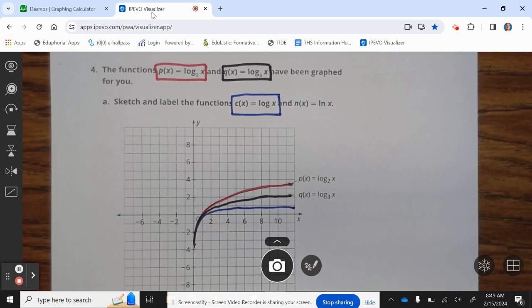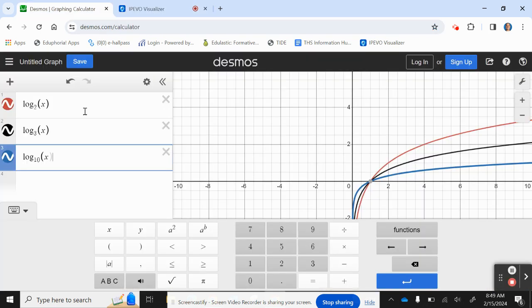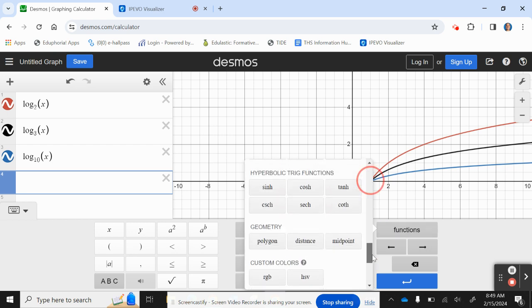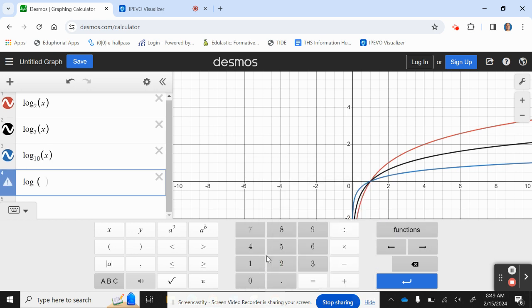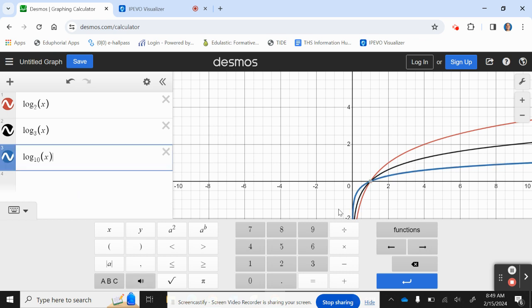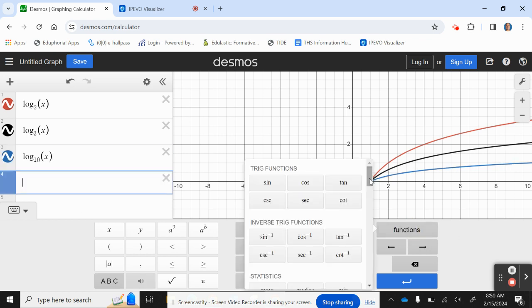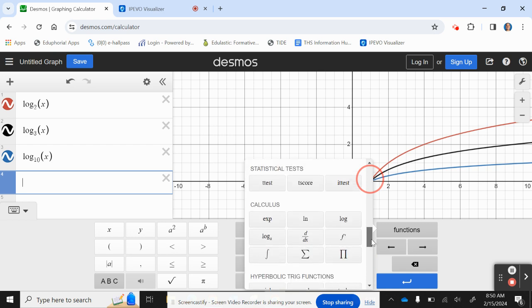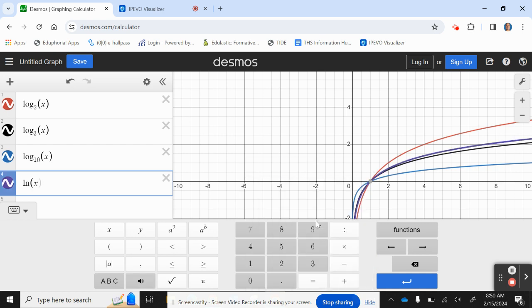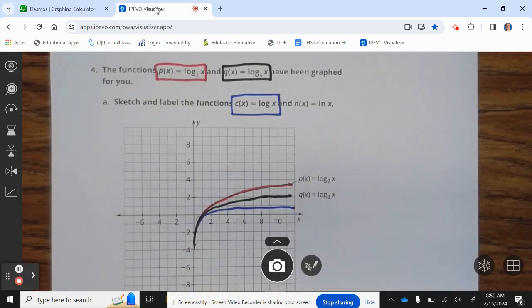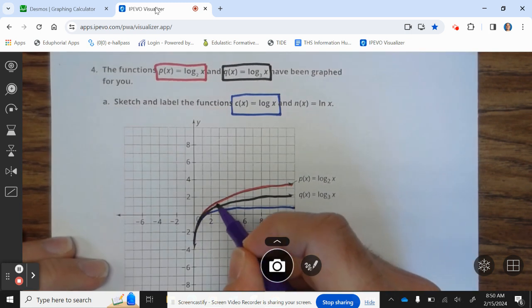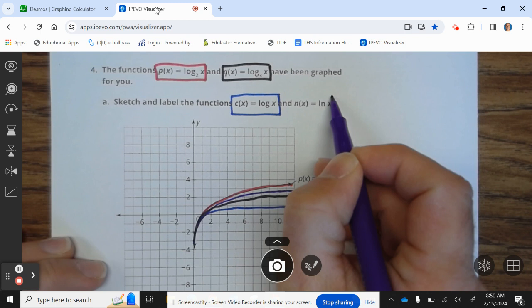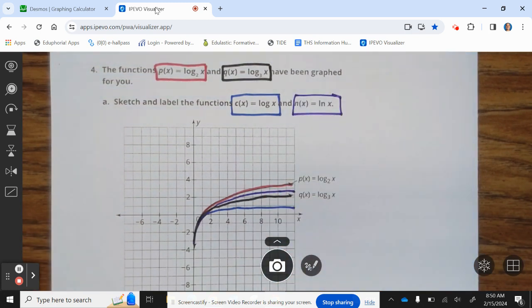And then let's graph natural log of x. Oh, don't want that one. Happens, just delete and go back. Log of x. And you can see it's just slightly above log base 3 of x, and let's graph that in purple. All right, go ahead and finish up the graph.